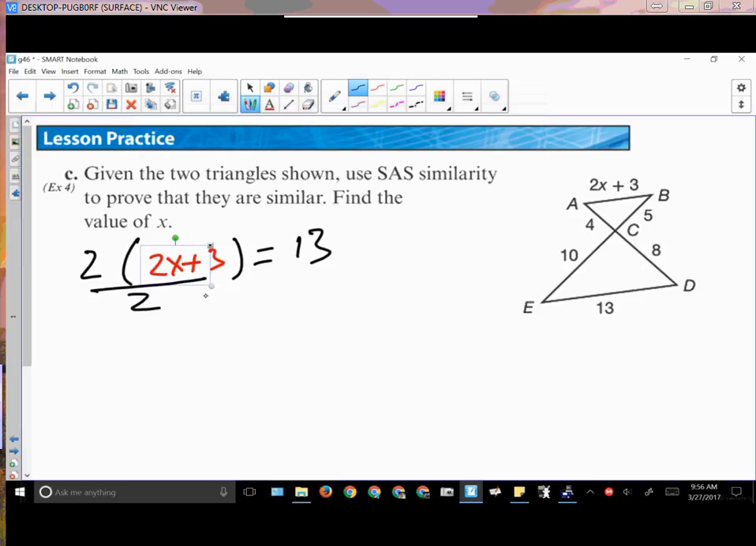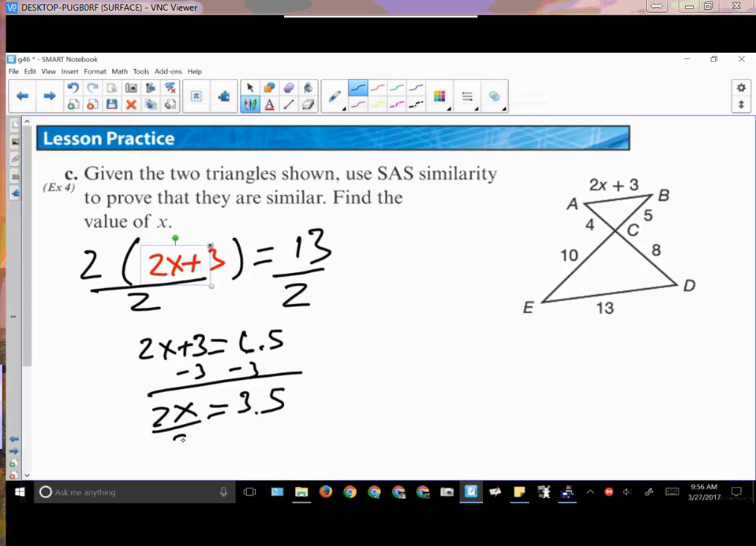Okay. Now, if you can get to this point, the rest of it's just algebra, and it's fairly easy. Divide both sides by 2, divide both sides by 2, so we have 2x plus 3 is equal to 6.5. Subtract 3, 2x is equal to 3.5. Divide by 2, and x is equal to 1.75. Make sense? But it's really identifying what is that multiplier, what goes with what.